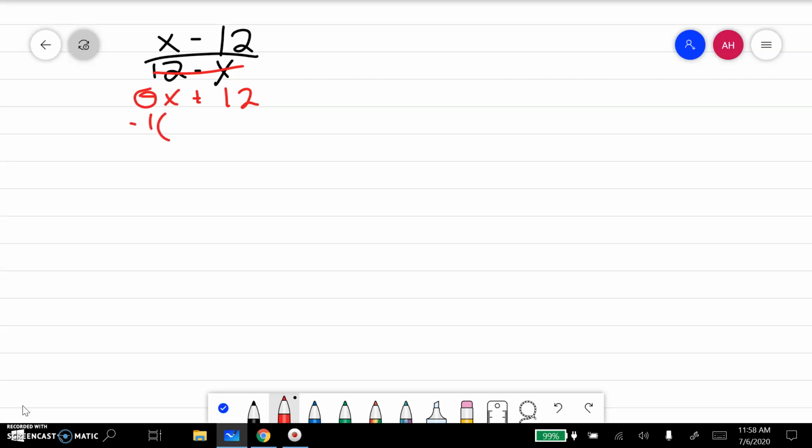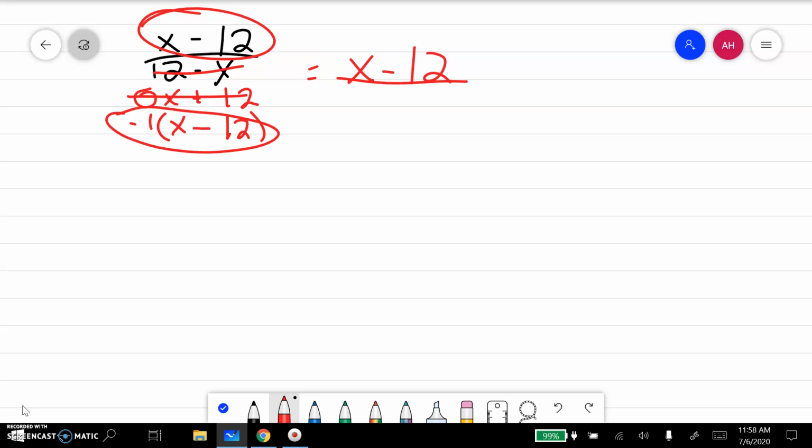When you do that, a negative divided by negative makes this a positive x. And then positive 12 divided by negative 1 is a negative 12. So what we've got now is this x - 12 that was on the top, and on the bottom, we've got this negative 1 times (x - 12). What you should notice is that x - 12 and x - 12 will now cancel. And all you're left with is 1 over this negative 1, which is just negative 1.